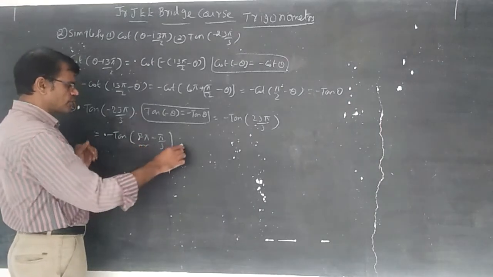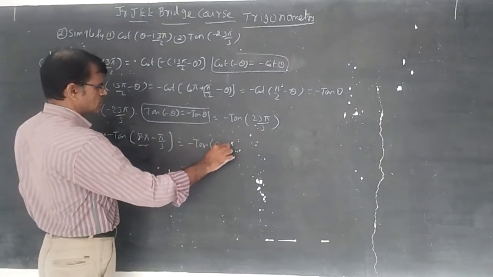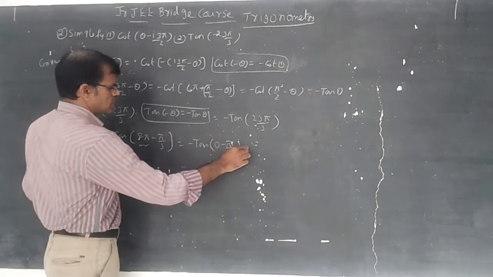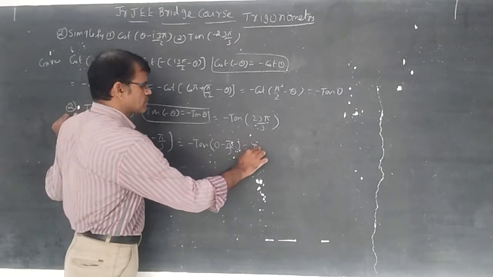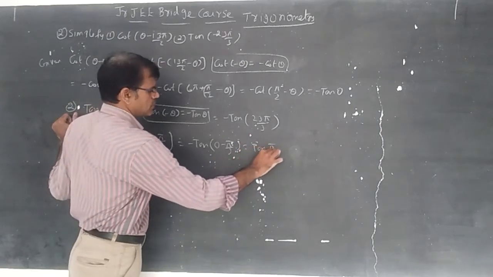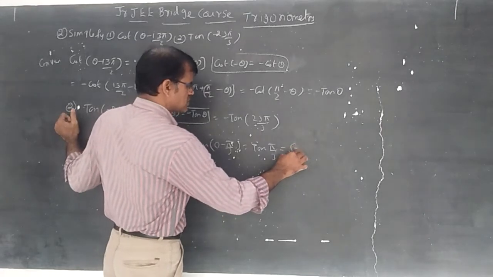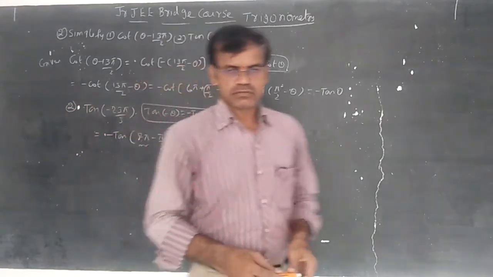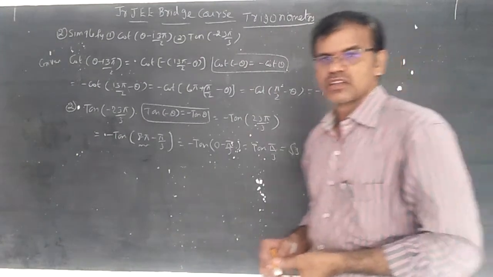Students, a multiple of 2 pi becomes 0, so it is nothing but 0. 0 minus pi by 3 becomes tan of minus theta, minus of minus becomes plus tan pi by 3. The value of tan pi by 3 is tan 60. Tan 60 means root 3. The value is root 3 here.